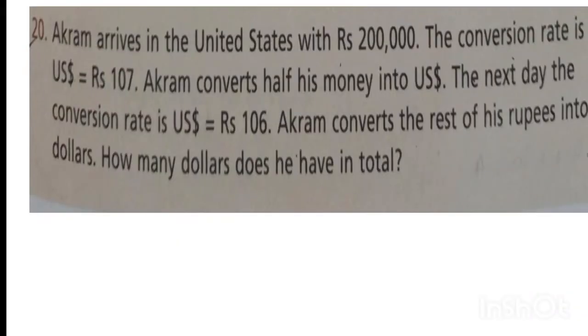Now question number 20 is, Akram arrives in the United States with rupees 200,000, that is, 2 lakhs. The conversion rate is US dollar equals rupees 107. It means that $1 equals 107 rupees. Akram converts half his money into US dollars. The next day the conversion rate is US dollar equals rupees 106, meaning the US dollar decreases by 1 rupee, and Akram converts the rest of his rupees into dollars. How many dollars does he have in total? This is what we need to find.